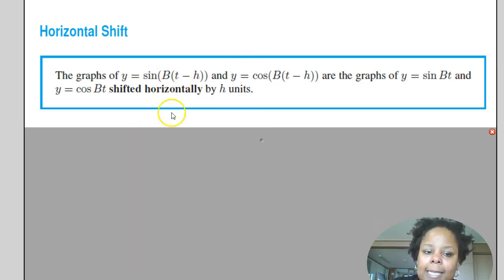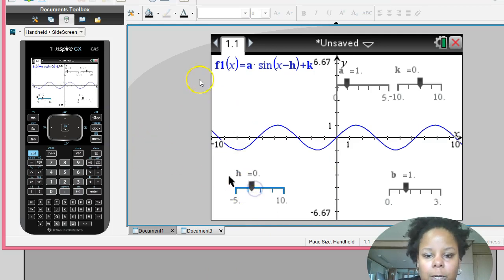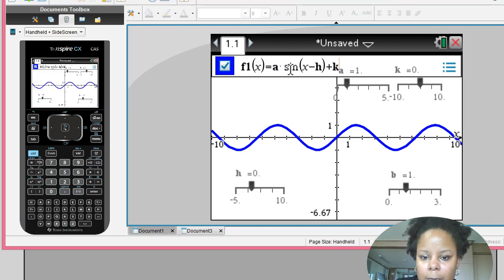Now, last but not least, we're going to take a look at what B does and how B affects the graph. And how B affects the graph is, well, we're going to see right now. I'm not going to give it all away. So I'm going to move everything back to regular. I'm going to go in here, and here's my B value. And I'm going to multiply B.